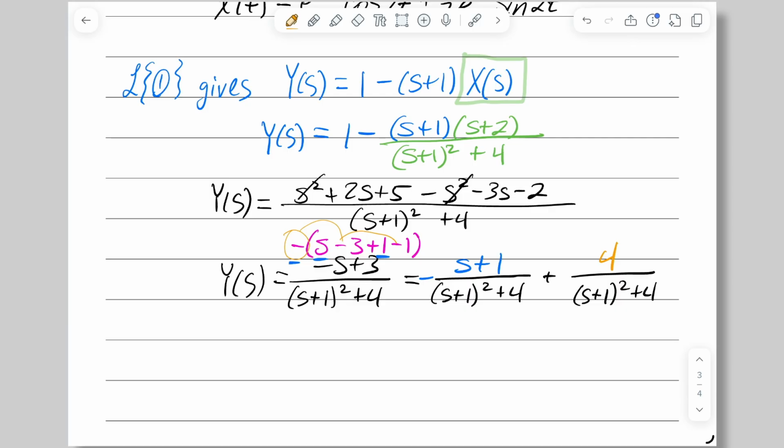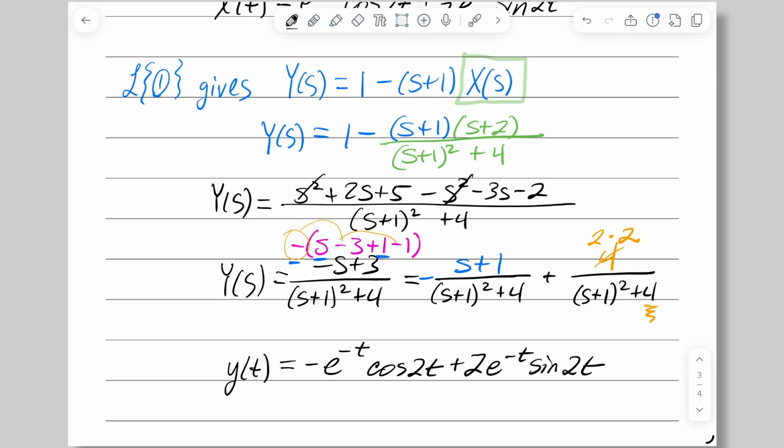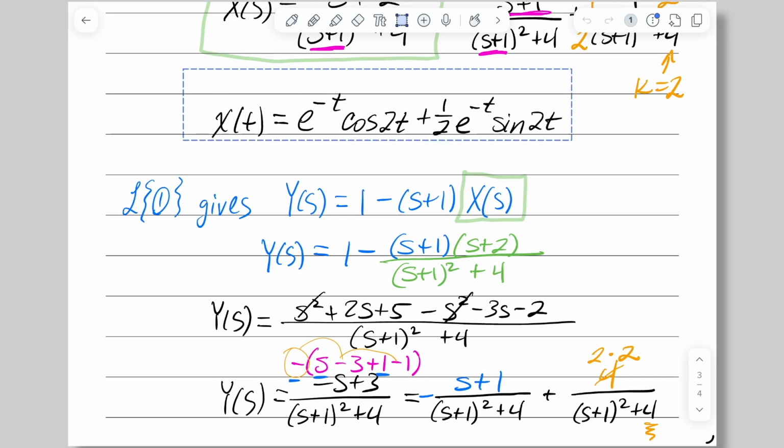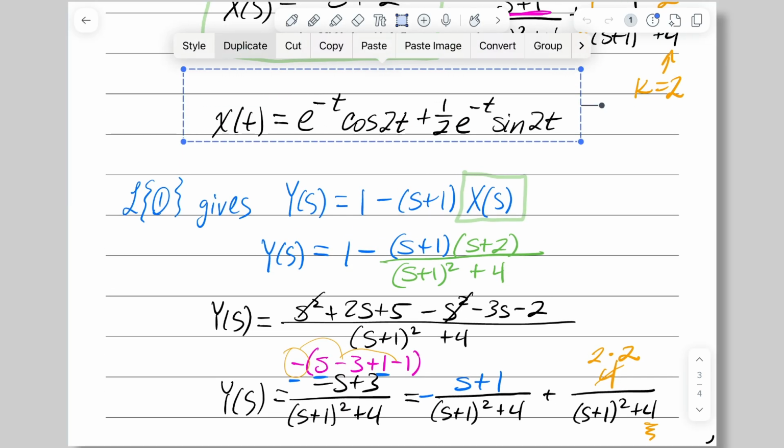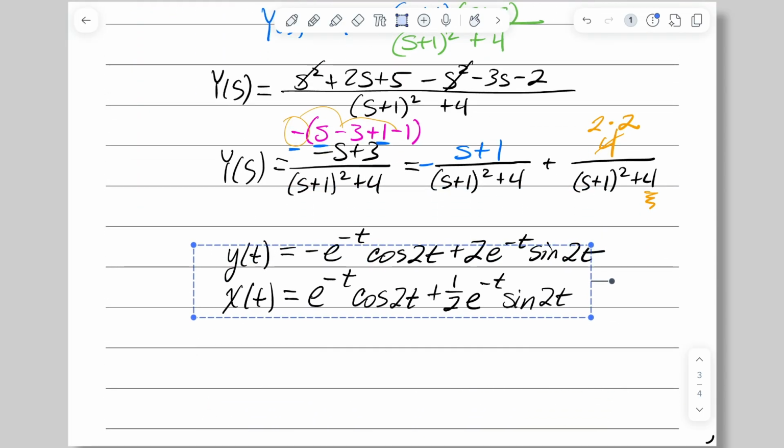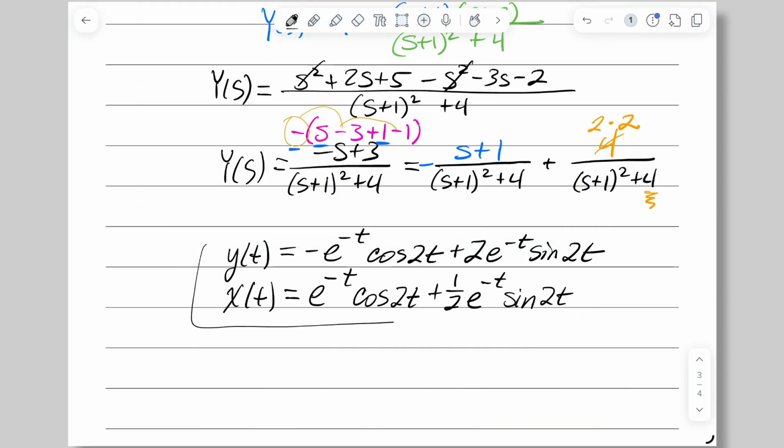That's going to inverse transform to the sine function, for which we need to note that k is equal to 2, so instead of that 4, I'm going to write it down as 2 times 2. Now I'm ready to find y of t using the inverse Laplace transform. It is equal to negative e to the negative t times the cosine of 2t plus 2e to the negative t times the sine of 2t. Now, for good form, I'm going to put the solution that we got for x of t right next to our solution for y of t, and this gives a nice presentation.